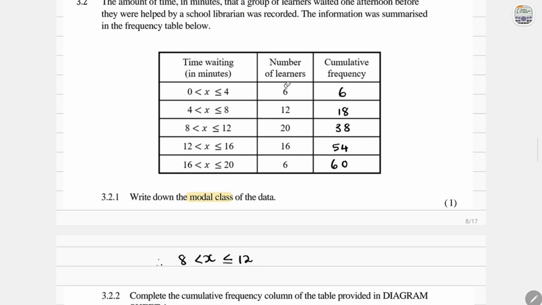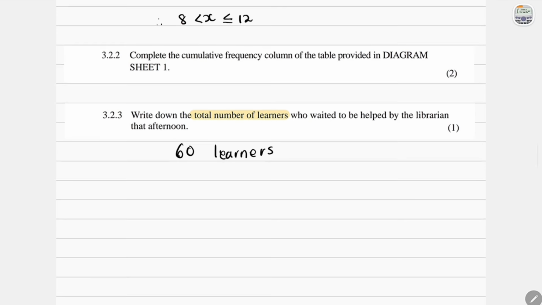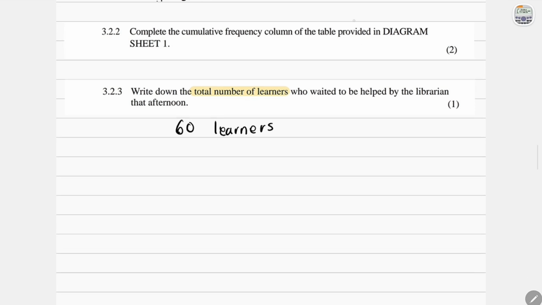As we were adding these learners, all of these people here who waited for these classes add up to 18. And when you say all of these ones, they add up to 38. So everybody would add up to the final amount you have in the cumulative frequency. So it means that there were a total of 60 learners. We can just go ahead and tell them there are a total of 60 learners because all of them were waiting to be helped. Okay, moving on to the next question.